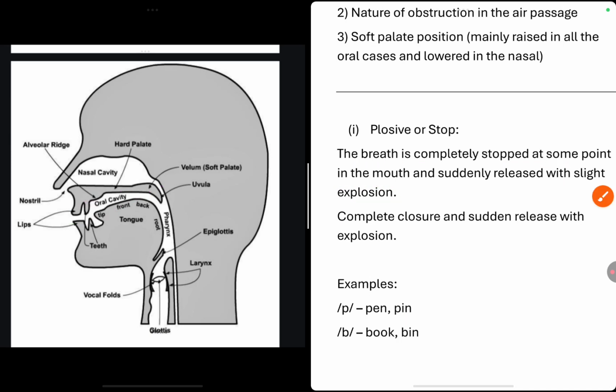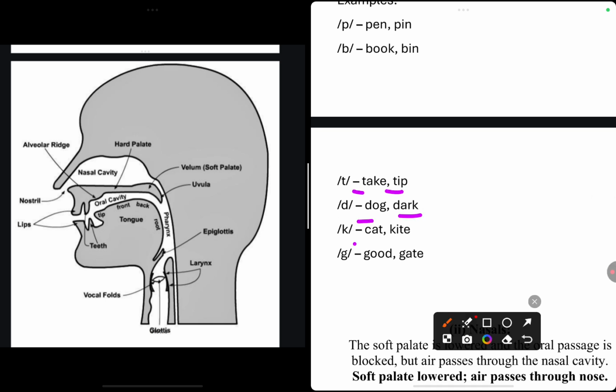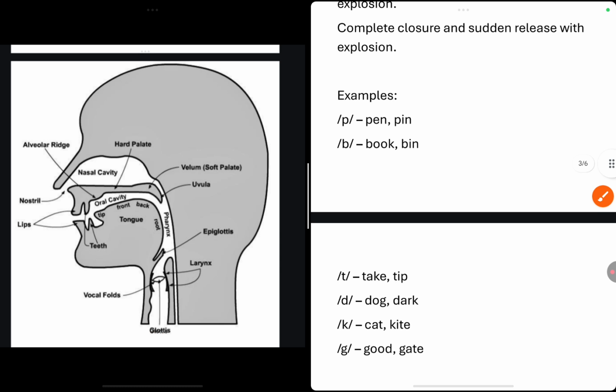There are some more sounds I have mentioned here. You can pronounce these sounds from your side also: tick, tip, dog, dark, cat, kite, good, gate. These are the plosive or stop consonant sounds.